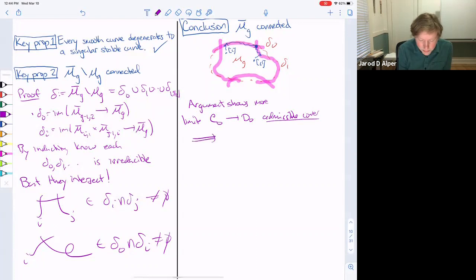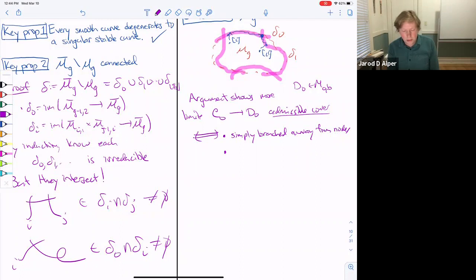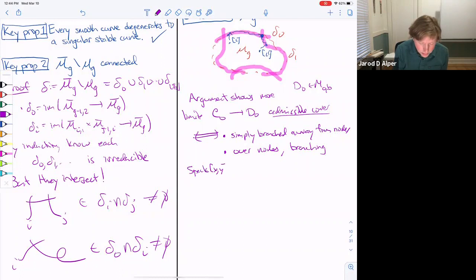So here D0, recall D0 is in M0,B bar. So it's a union of rational curves meeting in nodes. And so this cover must be simply branched away from the nodes. And then over the nodes, the branching has a prescribed form. It just looks like the local calculation, kind of a default cover of a node. I say X goes to X to the M, Y goes to Y to the M.